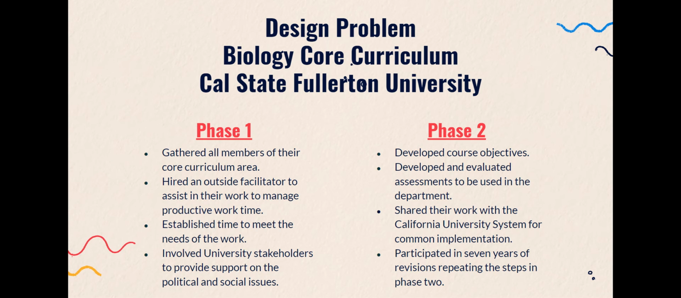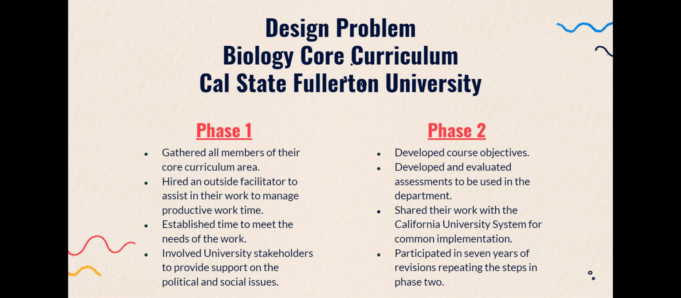So one way this was used was in the biology core curriculum program at Cal State Fullerton University. In phase one, they gathered all the members of that core curriculum area. They did hire an outside facilitator, who was able to manage their work, take out the bias, and take out the personal tensions that some of those staff members might have felt. With that outside facilitator, they were able to really focus on the work at hand. They established time to meet the needs of the work, dedicating time over the years. And then they involved university stakeholders to focus on those political and social issues that this model really focuses on.